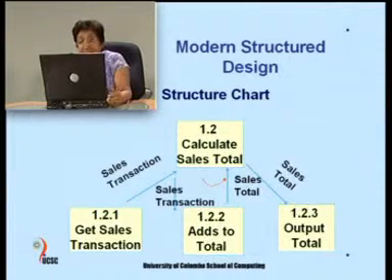So, each transaction that is taken is passed on to this module, and the function of that module is totaling all these transactions. And so you can see this symbol, a curved line with an arrow, which indicates a repetition in this case. It is repeated, meaning a number of sales transactions have to be added together to get the sales total. So, once the final sales total is obtained, that would be passed on to the module 1.2.3 to output the total. So, you can see how the modularization has been done.